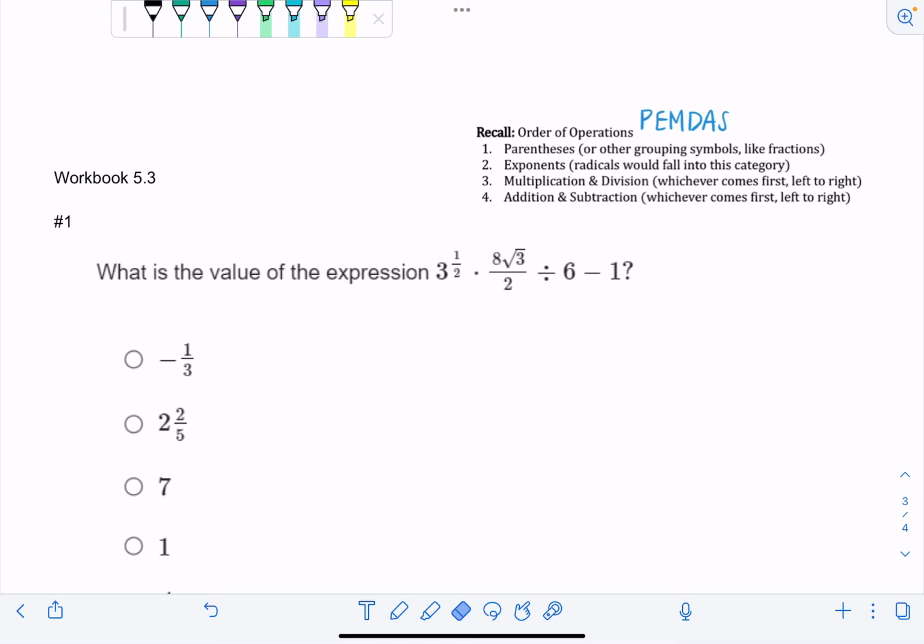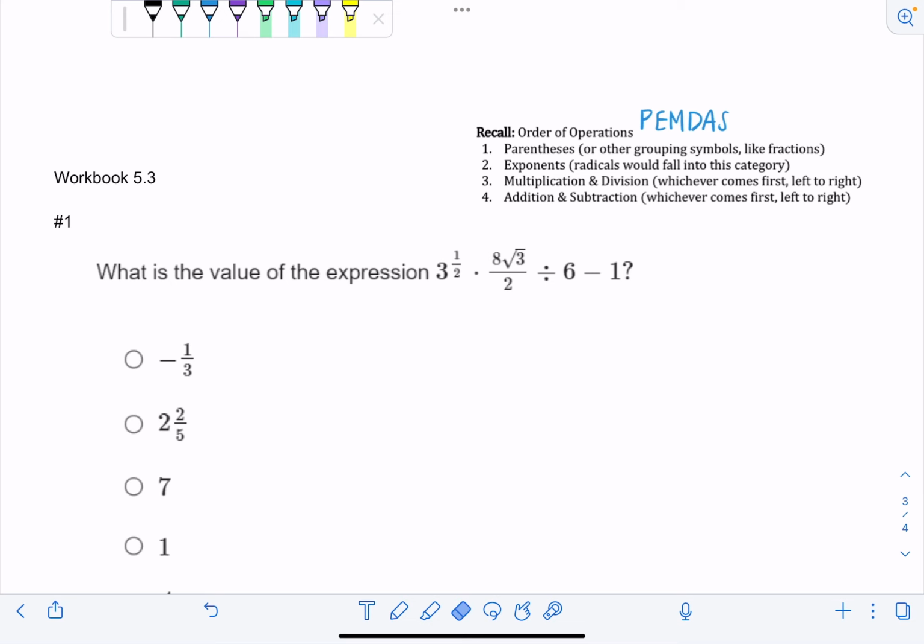So what is the value, or sorry, number one, what is the value of the expression 3 to the 1/2 power times 8 root 3 over 2 divided by 6 minus 1? So with these problems, we just really have to take them piece by piece. We're following order of operations as we go along.